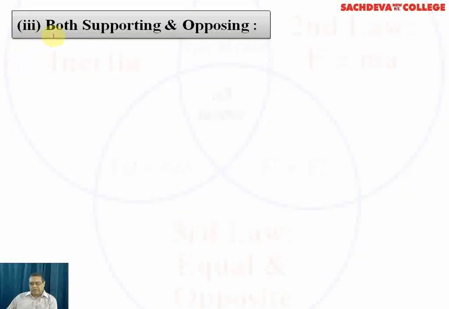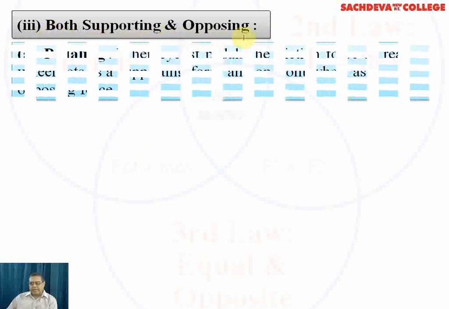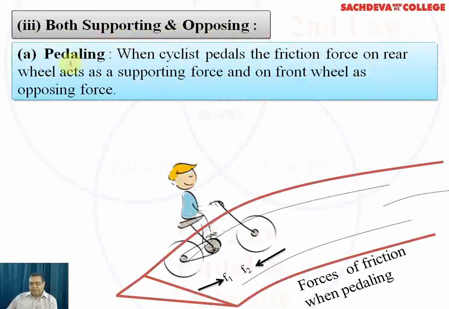Now, there are certain things where friction is both supporting as well as opposing. Both the cases are simultaneously taken. In the figure, the forces of friction when pedaling are shown. A person is cycling and F1 and F2 are indicated. The front wheel faces the opposing force, whereas the rear wheel, that is friction, helps in moving it. So both supporting and opposing, we can put it like this.